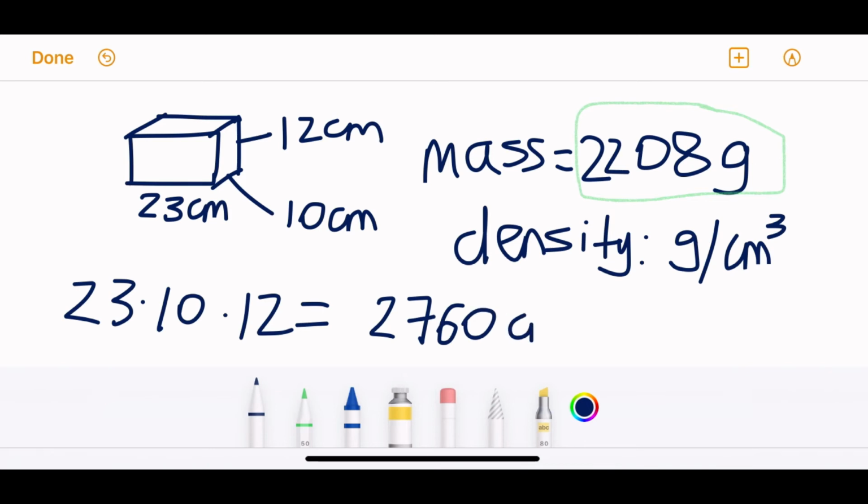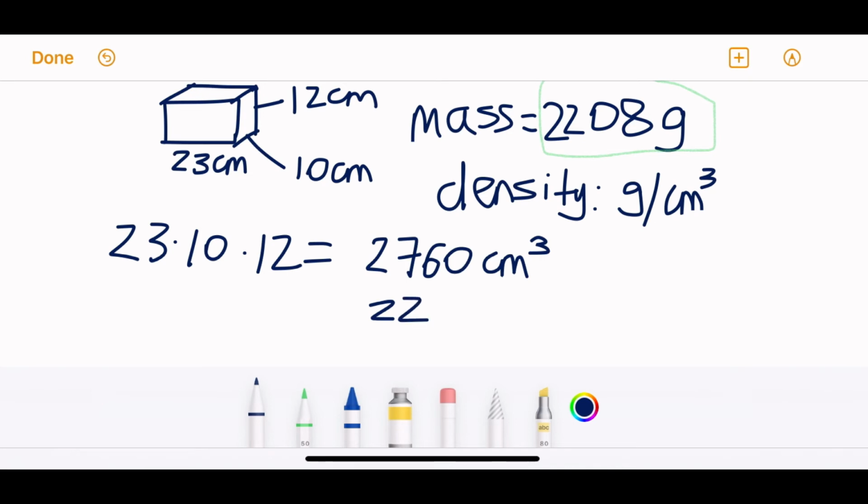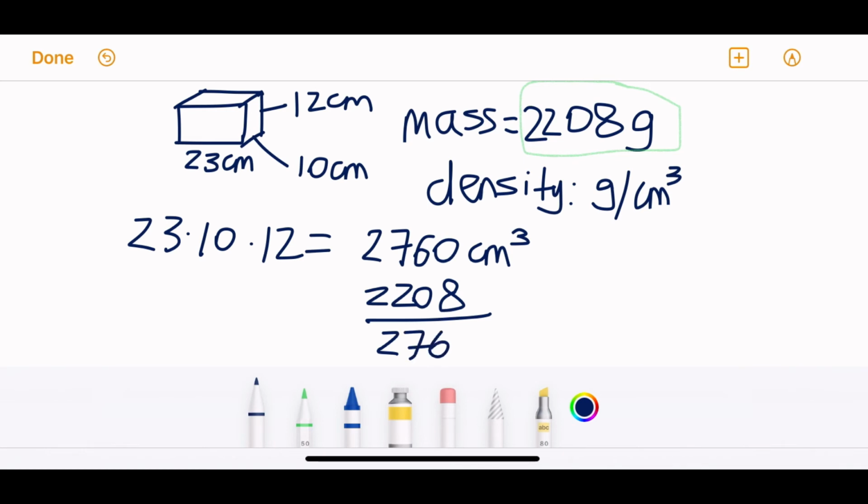2,760 centimeters cubed. Well, now I know the number in grams and the number in centimeters cubed. I just do division right now to find the density. Well, 2,208 grams divided by 2,760. Again, I will use my calculator to find this. And I will end up with 0.8. And don't forget to write the units, grams per centimeters cubed. And that's my final answer. That's the density for this cuboid.